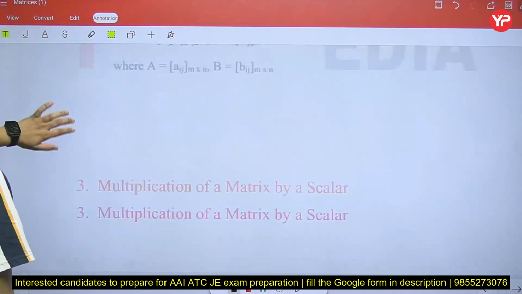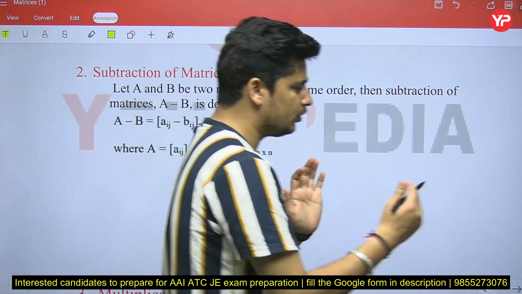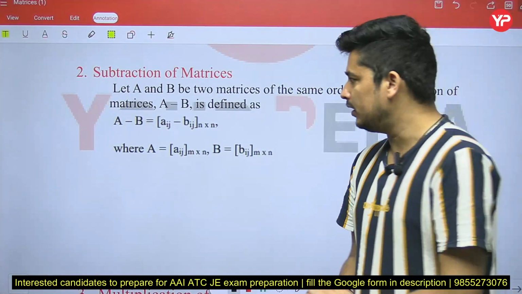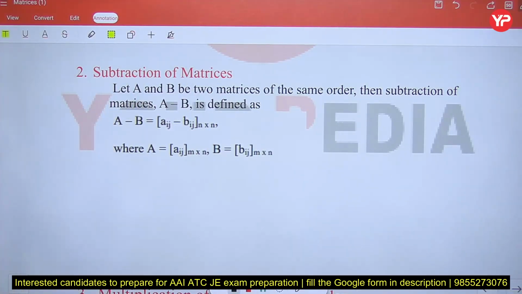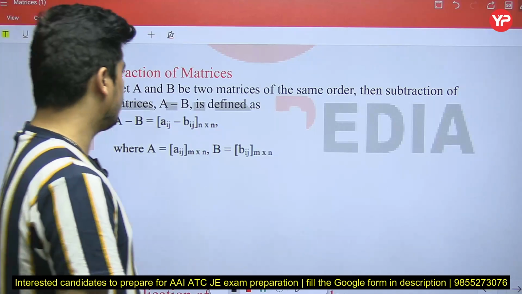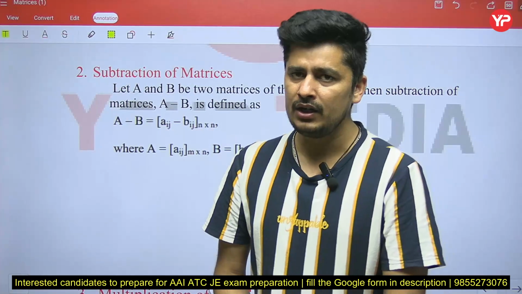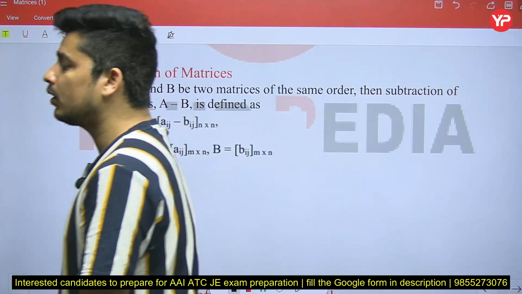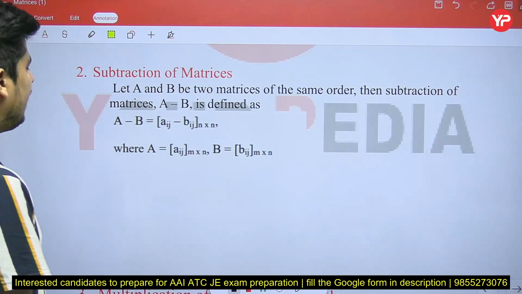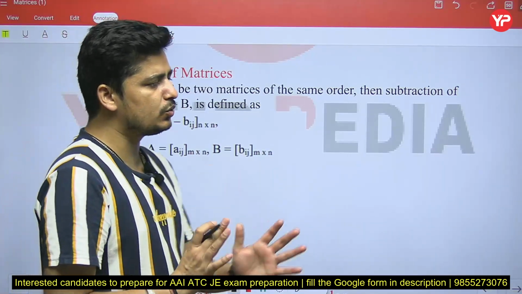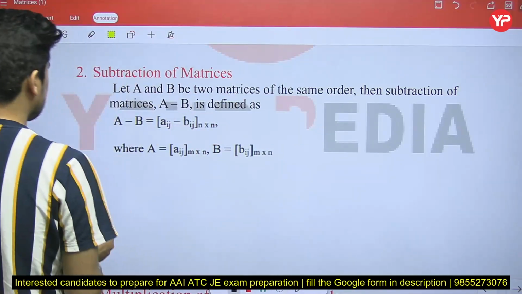Okay, next. Subtraction of two matrices. When you are subtracting two matrices A and B, subtraction again is performed only on matrices of the same order. Whenever you have matrices of different orders, you can't perform the subtraction. And when you find that these two matrices are of the same order, then you have to perform the subtraction.